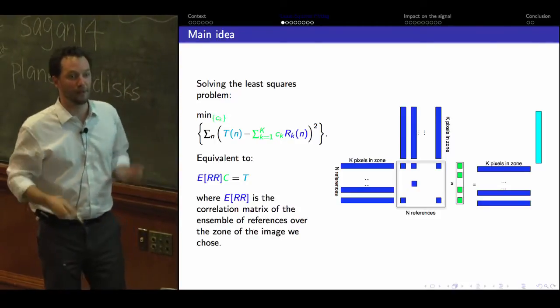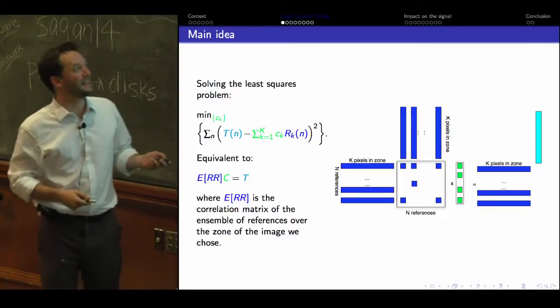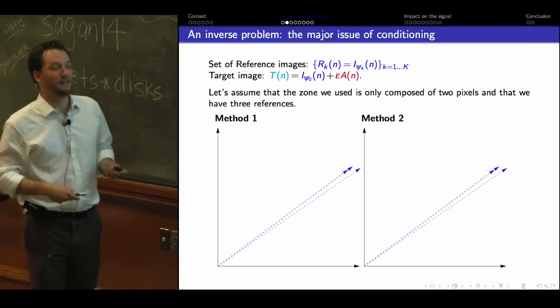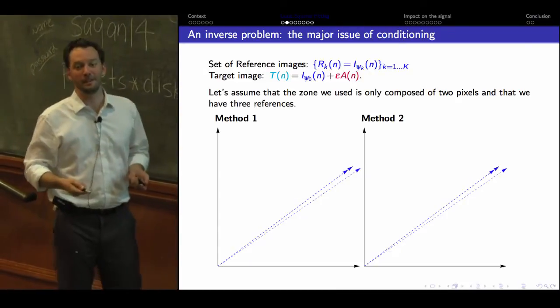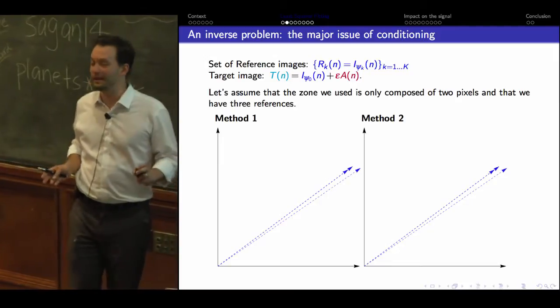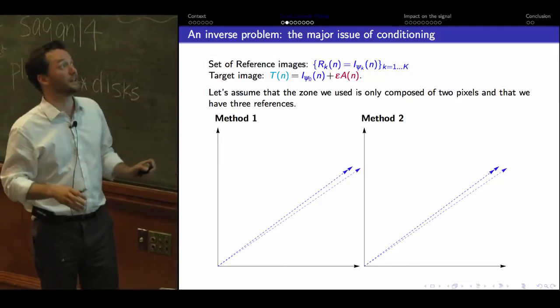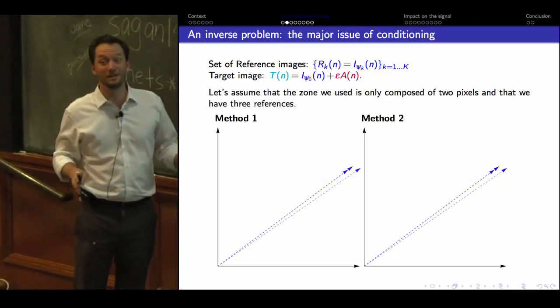So we've solved everything, right? We're done. And we're not done. And here's why. This is all about inverting this matrix, and inverting an ill-posed matrix. So I'm going to try to illustrate it. It's the second time trying it, so hopefully it's going to work out. Stop me if you guys don't follow.